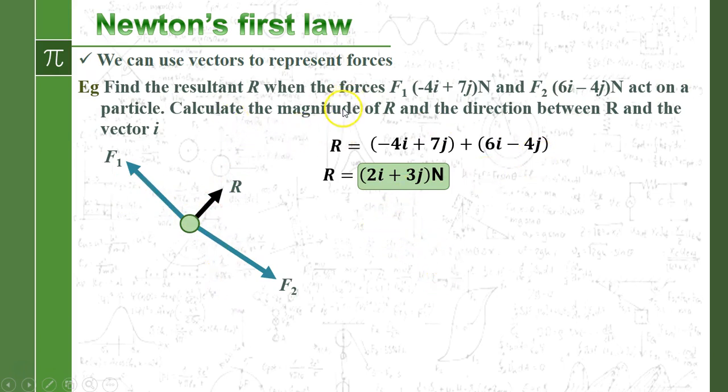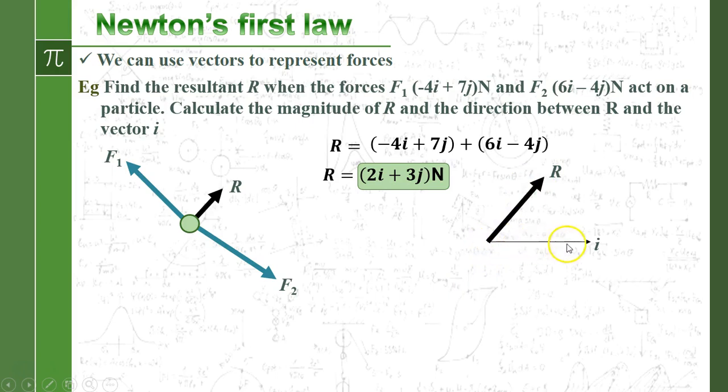Now, it says calculate the magnitude of R and the direction of R, the direction between R and the vector i. R is a vector, but if we want the magnitude of the vector, we want the size of the vector, we need to know how big that vector is. So essentially what we're saying is, what is the length of that vector there?